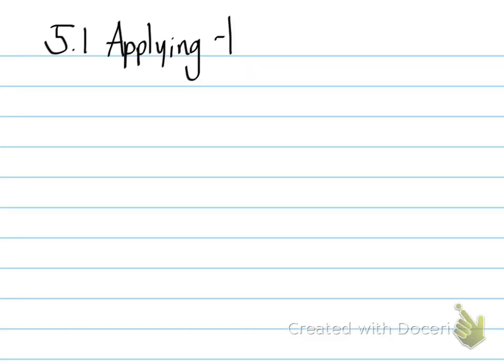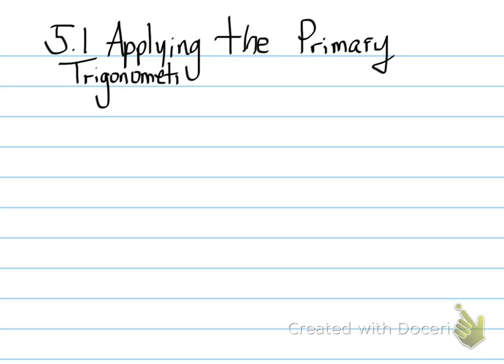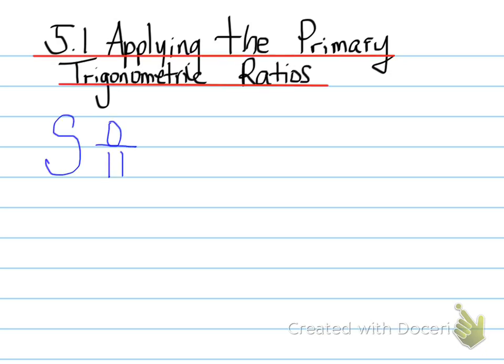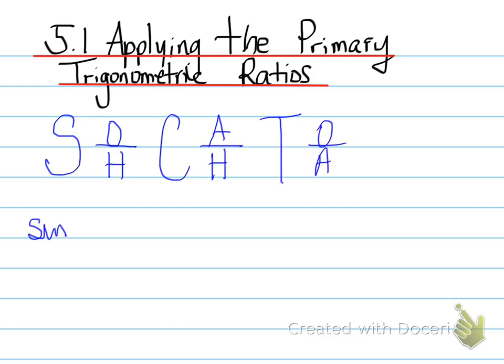All right, 5.1, applying the primary trigonometric ratios. What we're looking at here, folks, is the concept of SOHCAHTOA. SOHCAHTOA is the acronym that we use to represent the primary trigonometric ratios.